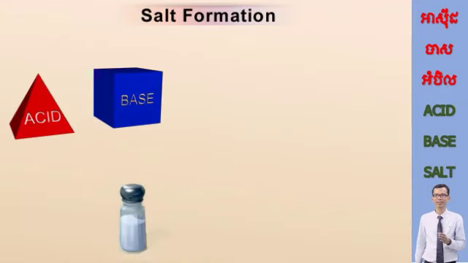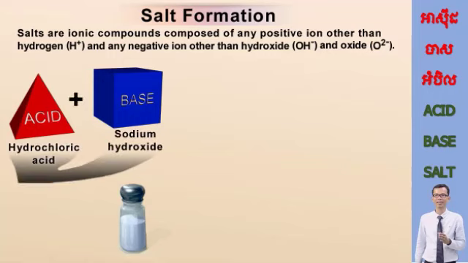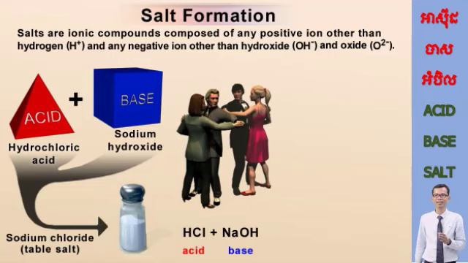Now that you are familiar with some aspects of acid-base chemistry, we can turn our attention to a related class of compounds, salts. Salts are ionic compounds composed of any positive ion other than hydrogen and any negative ion other than hydroxide or oxide. Acids and bases can react to form salts. Like couples in a chemical dance, the ions from acids and bases exchange partners, thus forming a salt.